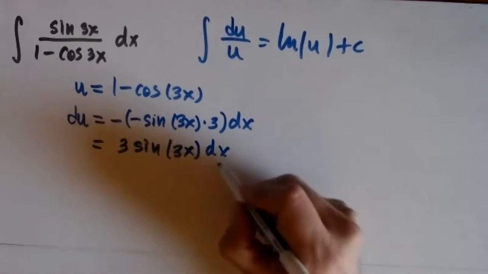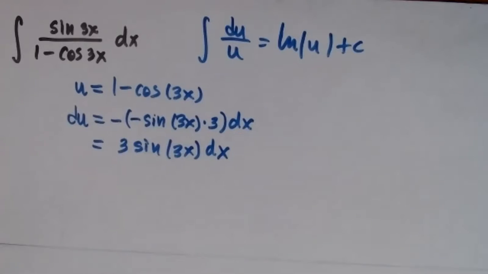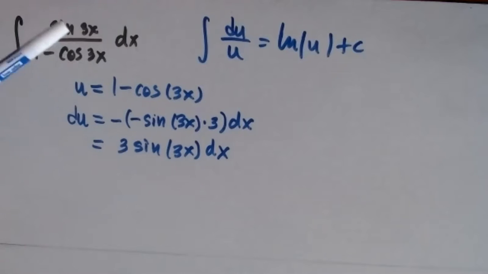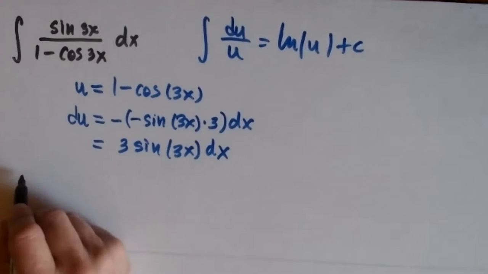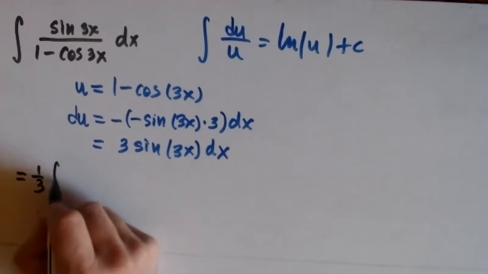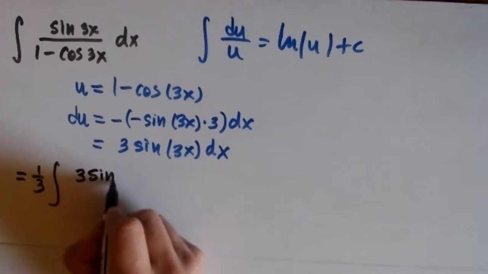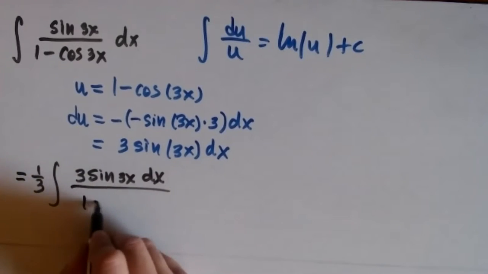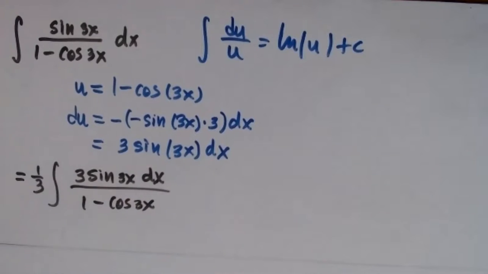Okay, now let me see my expression now. Okay, u is right here. Okay, this is the u. And I have sine 3x dx right here at the top. So this expression matches this one at the top right here. So the only thing I need is a 3, you're right? So that's not a problem. Constants are easy to work with. So this is going to be 1/3 integral 3 sine 3x dx over 1 minus cosine 3x.